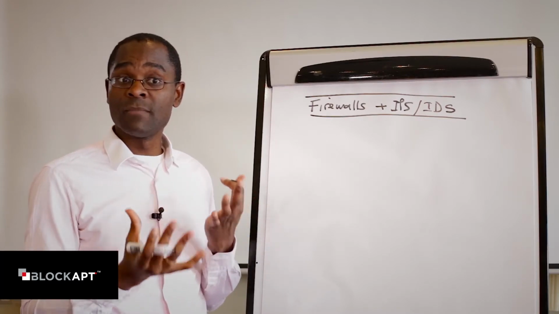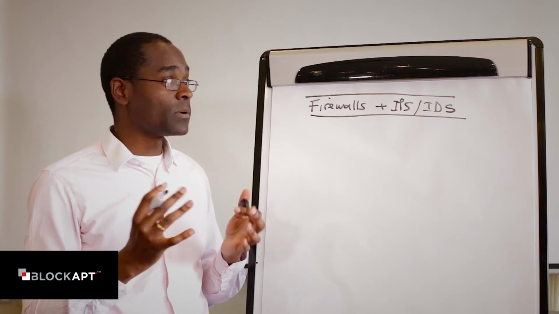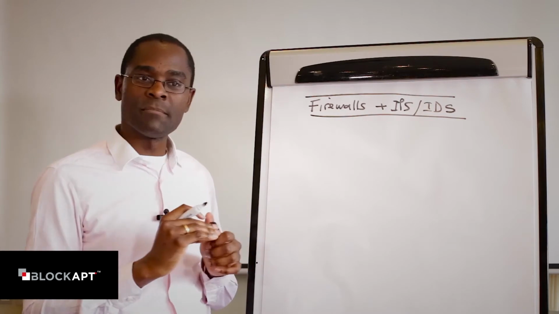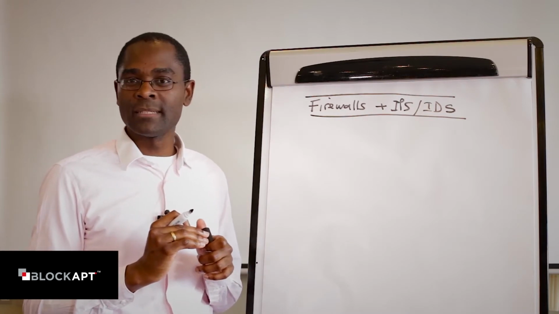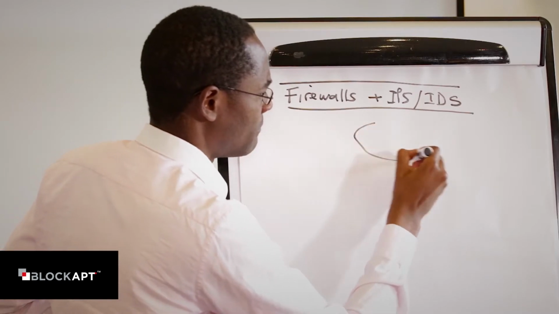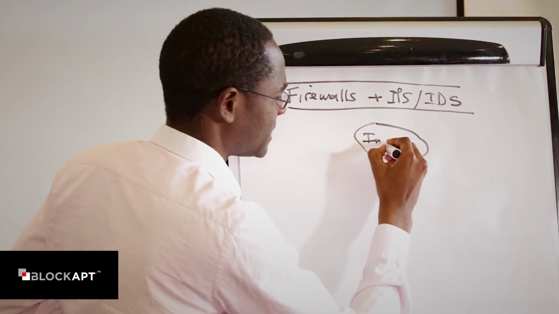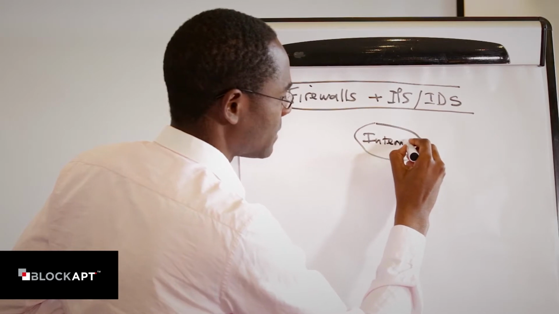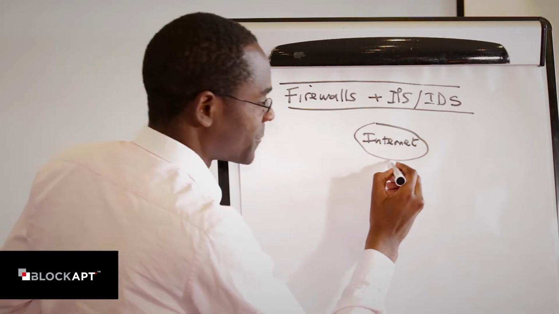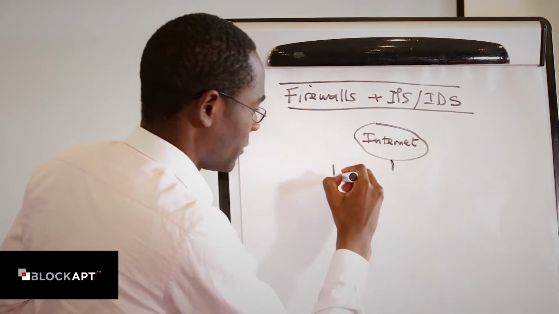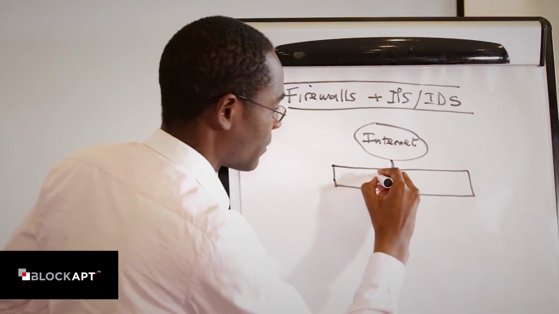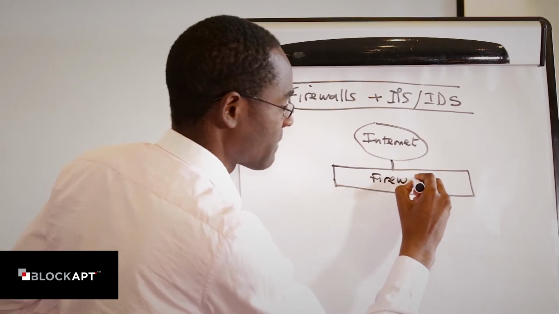So what is the fundamental difference between the two? Because I always get asked the question, should I buy a network firewall, or should I buy an IPS/IDS? The answer really is, you should have both. Let's see why. I'm going to draw my internet connectivity here to put a bit of context from an enterprise point of view. Usually at the entry point of your network, most companies, if not all, will have a firewall. Here I'm talking about a network firewall.